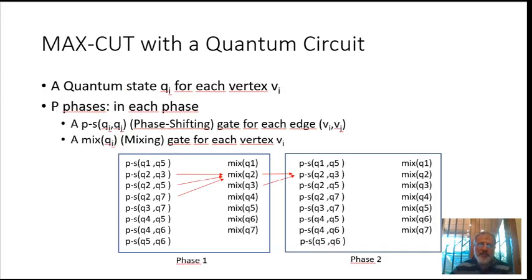Quantum circuits that realize max-cut resolutions entail the presence of a quantum state for each vertex of the graph to be cut, as well as a number of binary phase shift gates for each edge, and a unary mix gate for each vertex. The circuit can be composed of multiple phases. There exist ordering constraints that must be satisfied among the quantum gates within each phase, as well as ordering constraints between quantum gates belonging to different phases.